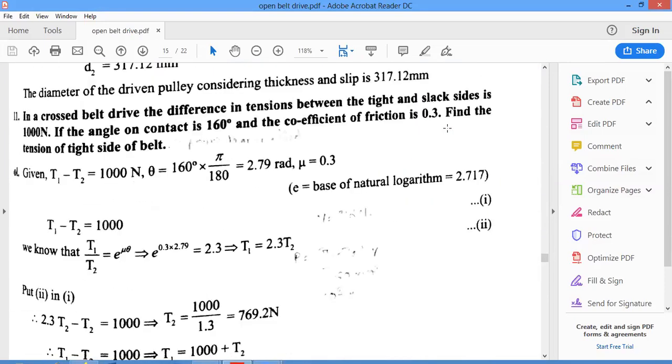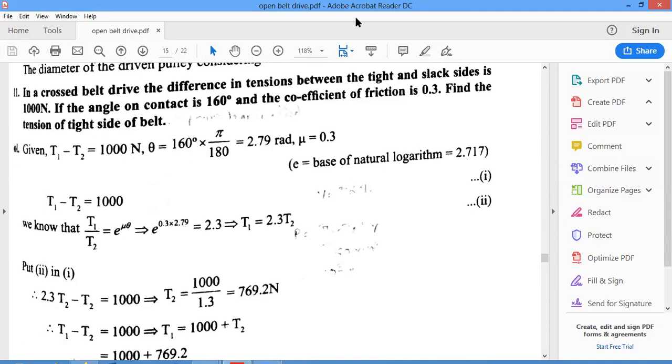Yes, so we'll go to another type of problem. The next problem is that in a cross belt drive, the difference in tensions between the tight side and the slack side is 1000 Newton. If the angle of contact is 160 degrees and the coefficient of friction is 0.3, find the tension in the tight side of the belt. In one of the classes, we have done the ratio of tensions for a belt drive.